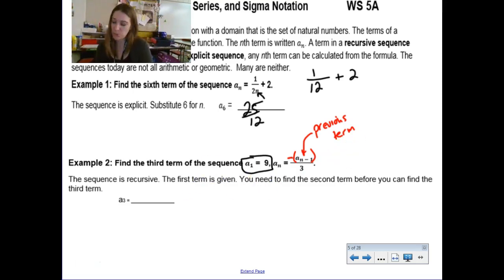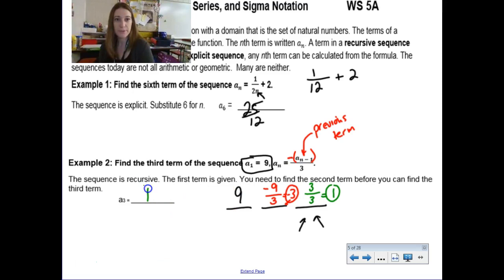So a sub 1 is 9. I'm going to list this out: a sub 2 and a sub 3, because a sub 3 is the one I want. Alright, here we go. I'm supposed to take the opposite sign of the previous term and then divide it by 3. So that would be negative 3. That is my second term, negative 3. Then for my third term, I take the opposite sign, so positive 3, of the previous term over 3, which gives me a 1. So that was super fun.